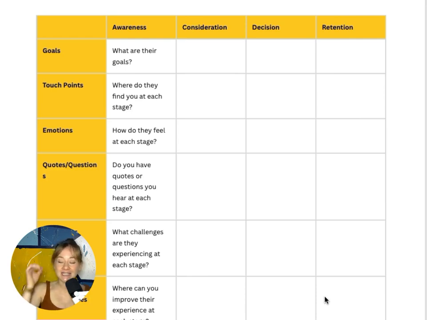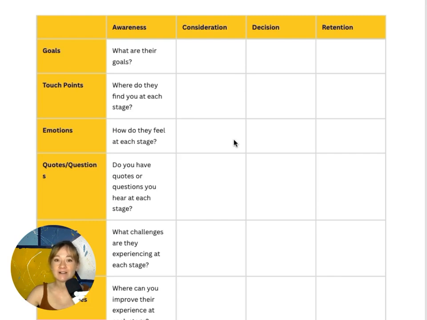So I'm just going to give you an example to make this as easy as possible. And let's look at consideration. What goals would they have in consideration? Might be to stay within a certain budget. It's definitely going to be to solve their problem. Might be to reduce the time they spend working on something. Touch points. So where do they find you at each one of these stages? In consideration, it might be a sales page. It could be a discovery call or a sales call. Your proposal is probably part of that. More bottom of funnel content would be part of that.